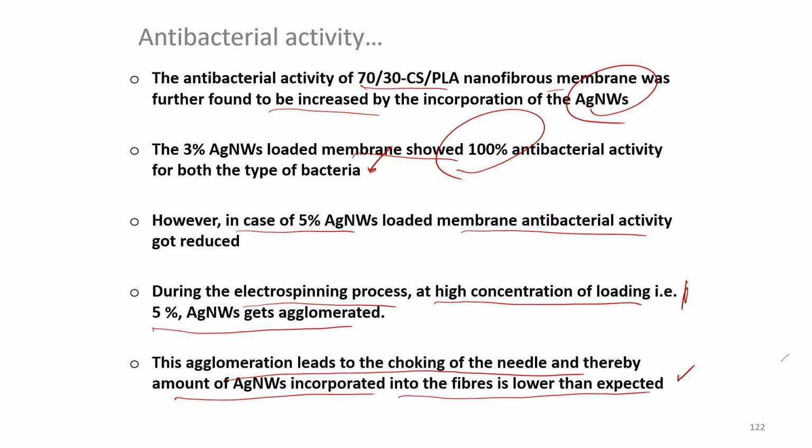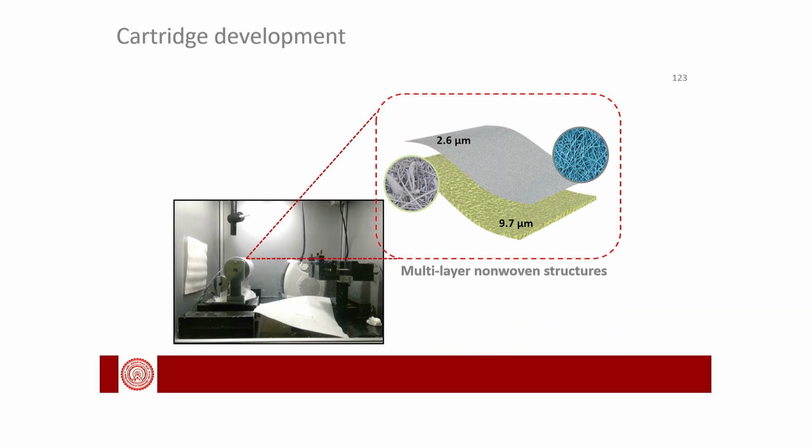But finally, what we found is that with 3% we could achieve 100% antimicrobial activity. That was our result. Then what we have done is we have developed the cartridge. For the cartridge, we first used a needle punch non-woven as a base. So, a multi-layered non-woven structure we have developed, and that was our substrate.